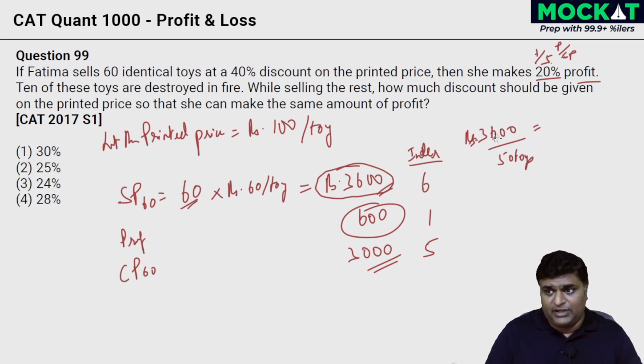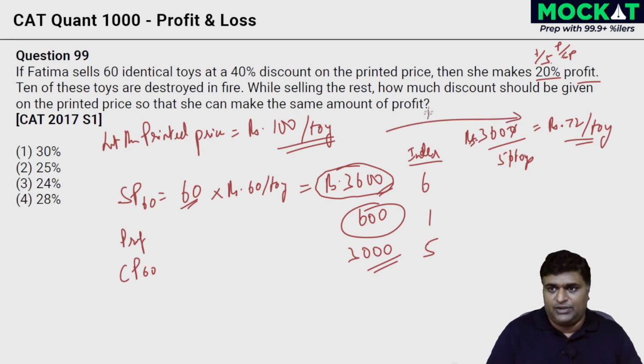How much is that going to be? Divide over here, 360 by 5, and that comes to 72. Rupees 72 per toy is what you have to sell it at. If 100 per toy was the printed price, 72 is what you're selling at. Now, how much is the discount percent over here? What is the discount you can give over here? That's going to be 28%, right? 28 rupee discount, 28 by 100, percentage of the mark price. You just know it, right? Subtract 28, the base is 100, just write 28%.